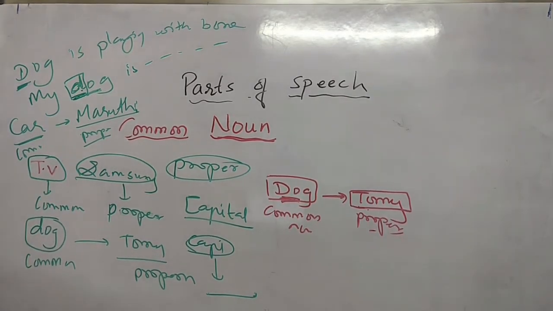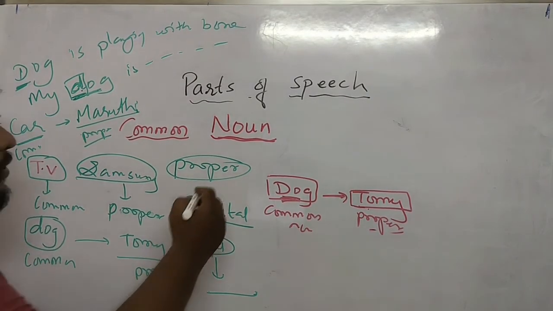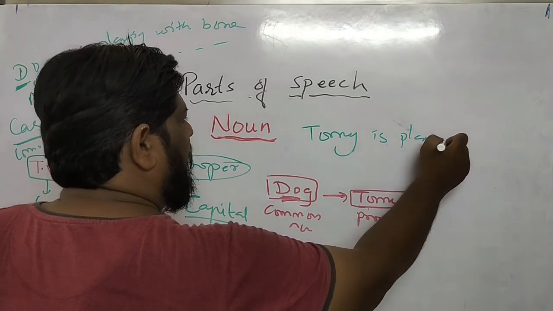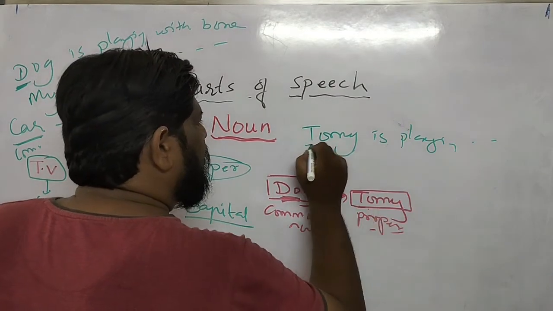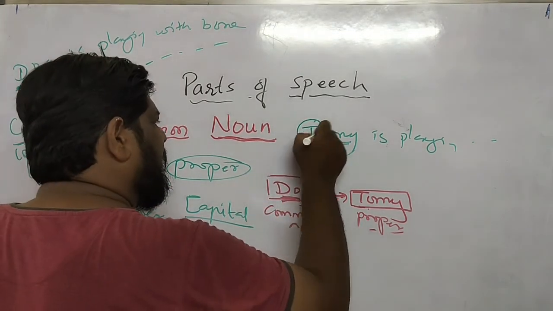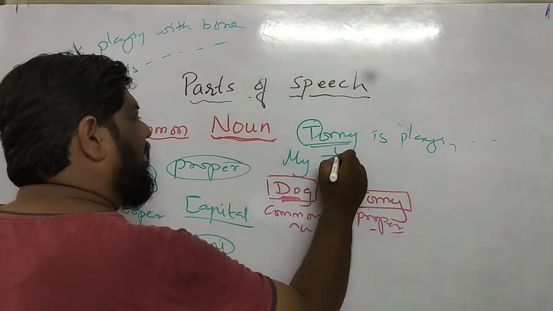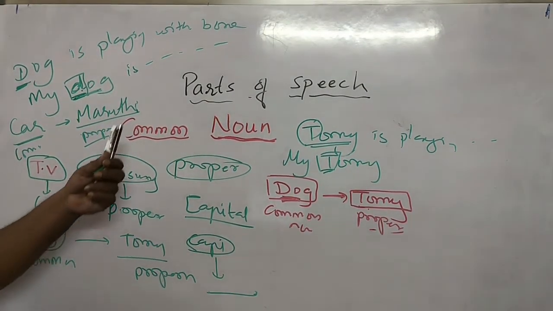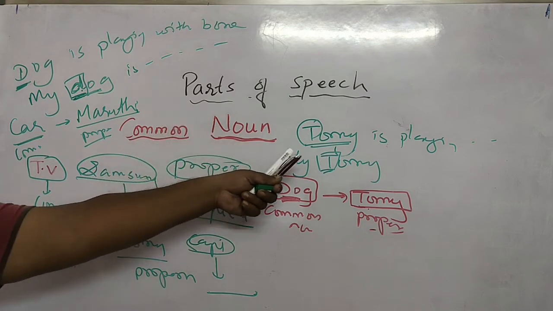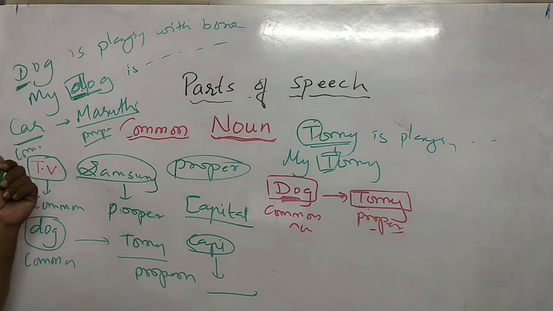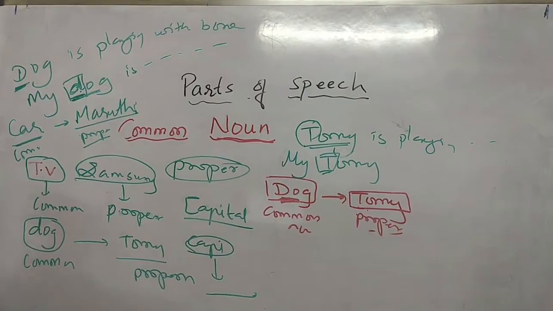But this is not the problem with proper nouns. If a proper noun is there, Tommy is playing with a bone. So here Tommy, what will you do here? T, there is a capital letter in the T. And even if you write my Tommy, again T will be a capital letter. So whenever you take a proper noun, it will be in capital letter. When you write a common noun, it will be in small letters. So this is about the common noun and the proper noun.